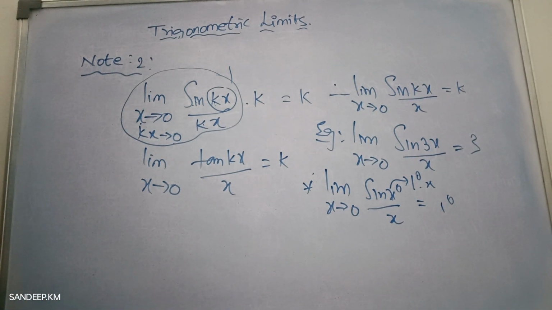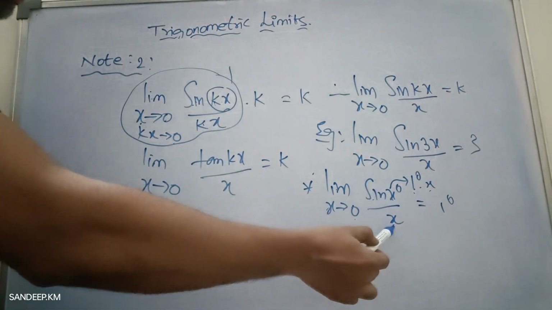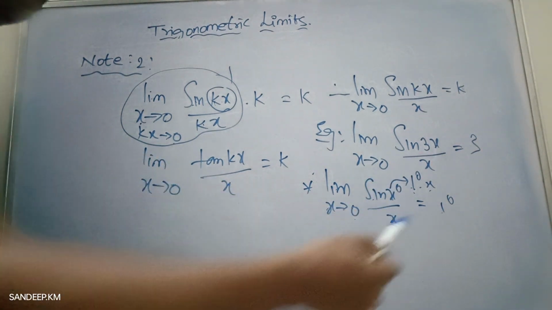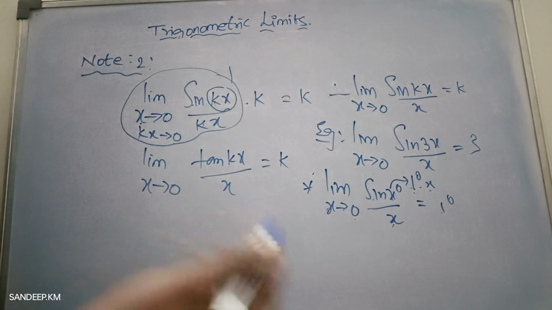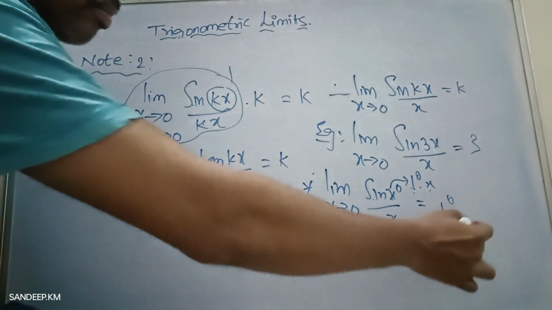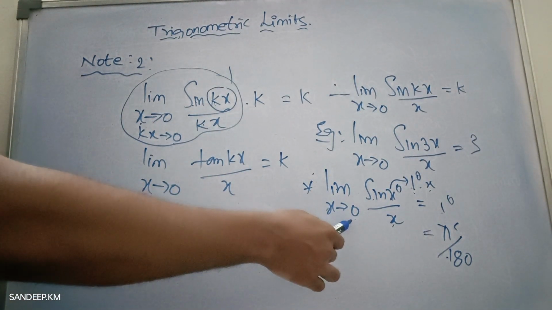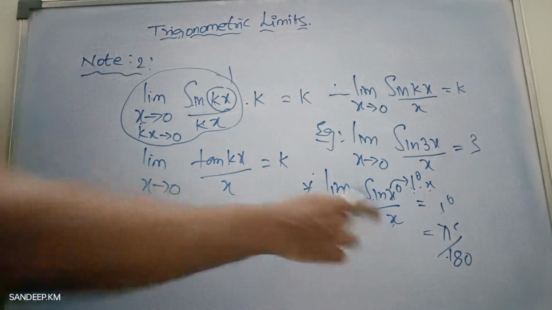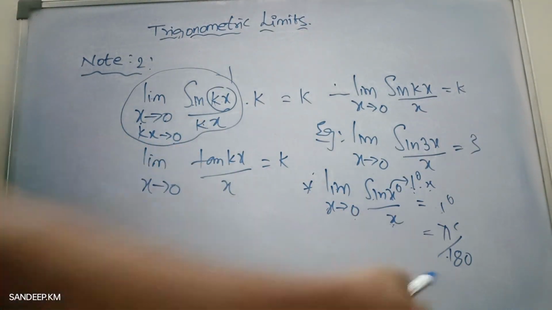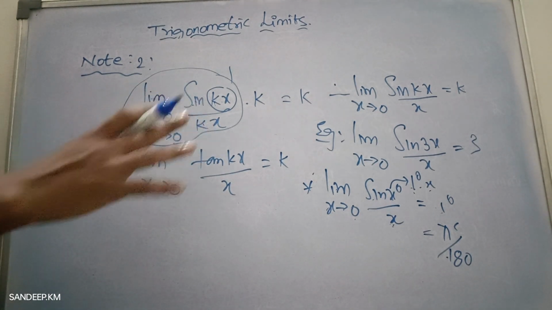Once again I am repeating: limit x approaches 0, sin kx divided by x, where the k value is 1 degree. So the answer is k, which is 1 degree. But generally you will not find this option. This 1 degree will be taken as pi by 180 radians, and you will find this option. So remember, dear students, limit x approaches 0, sin x degrees divided by x is not 1. It is 1 degree, which means pi by 180 radians. So these are a few examples.